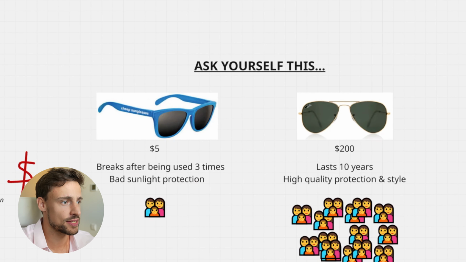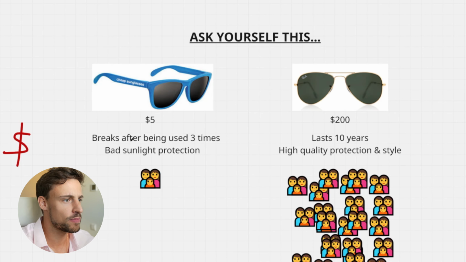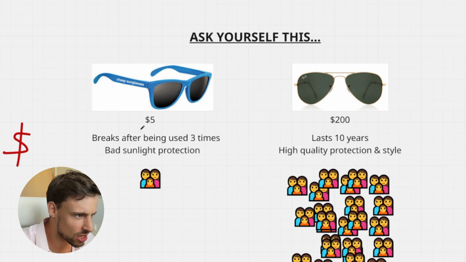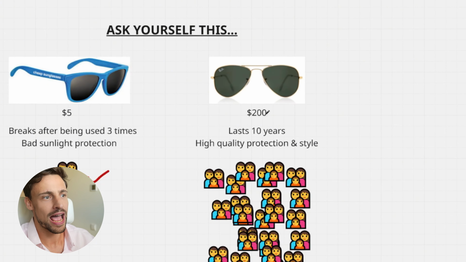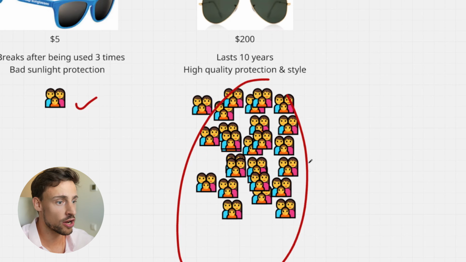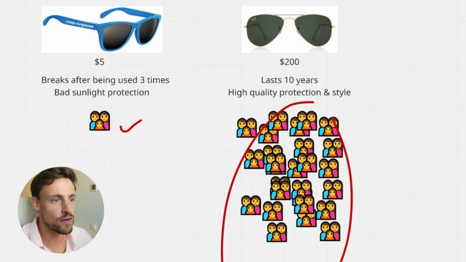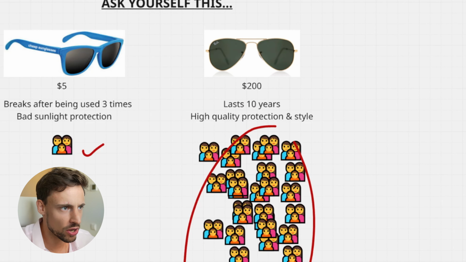So ask yourself this. Do you prefer to be the brand owner of a $5 cheap sunglasses brand that breaks after being used 3 times, has bad sunlight protection and only attracts a few peasants? Or do you prefer having a high quality brand, for example here Ray-Ban, that lasts for 10 years, has high quality protection and style, and also attracts a lot of people? Because even if not everybody can afford Ray-Ban, everybody still knows that Ray-Ban is qualitative.